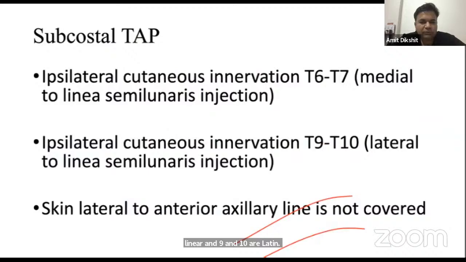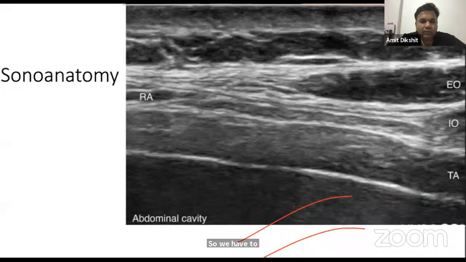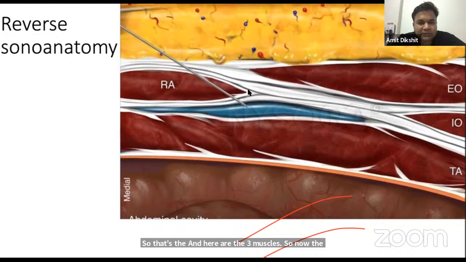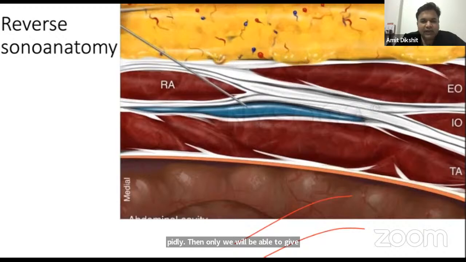Now I'll explain with the sonoanatomy, reverse sonoanatomy as well. So that's the rectus sheath, and here are the three muscles. The lateral edge of the rectus sheath is the linea semilunaris. So some drug must go medially and some drug must go laterally. Then only will we be able to do justice, and it will cause T6, T7, T8, T9 coverage.